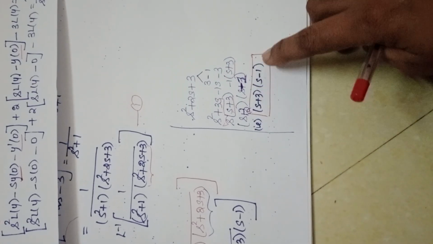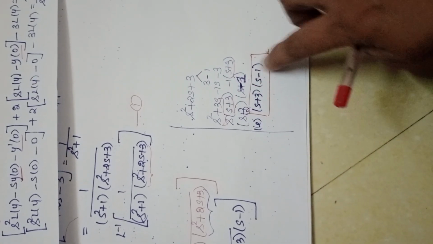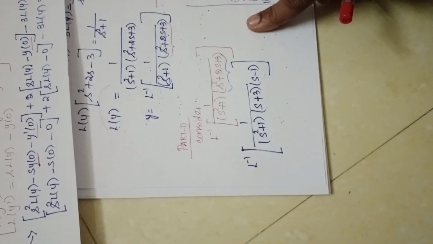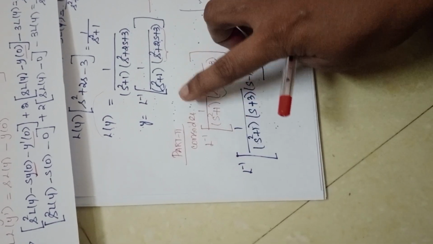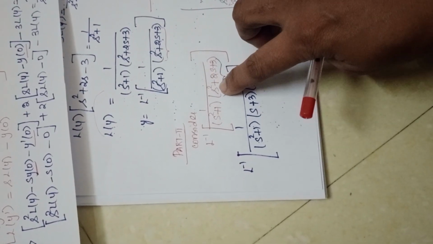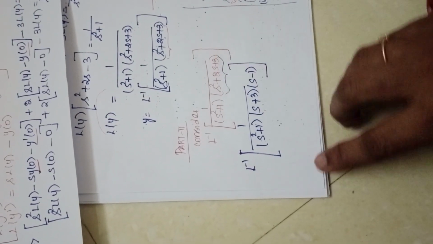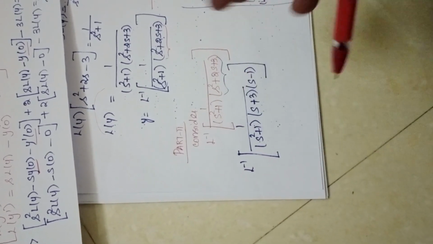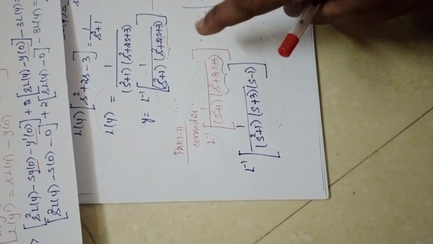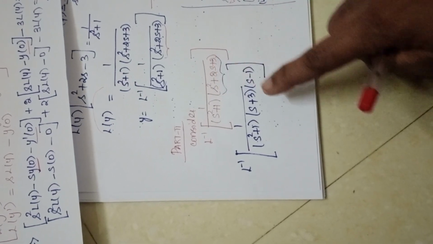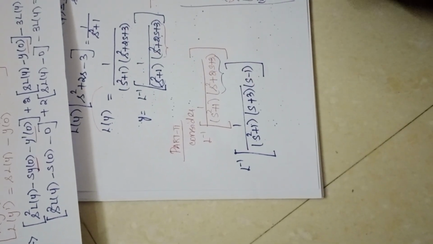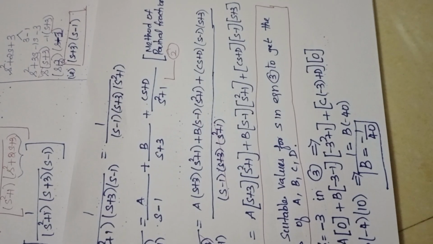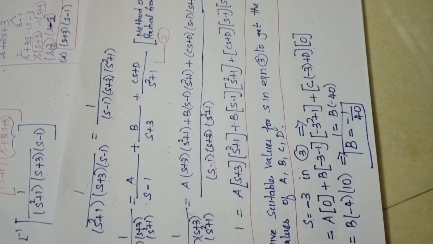That is, s plus 3 into s minus 1 are the factors of the expression s square plus 2s plus 3. So this is giving us an understanding. L inverse of 1 by s square plus 1 into s square plus 2s plus 3 can be rewritten as L inverse of 1 by s square plus 1, which cannot be factorized. So we write it as such. S square plus 2s plus 3 has been factorized, and the factors are s plus 3 into s minus 1. So now we proceed.